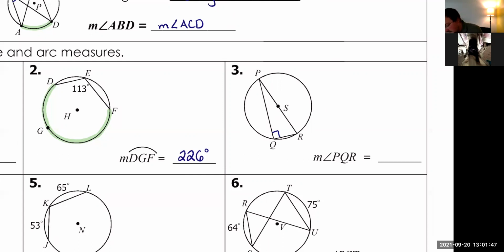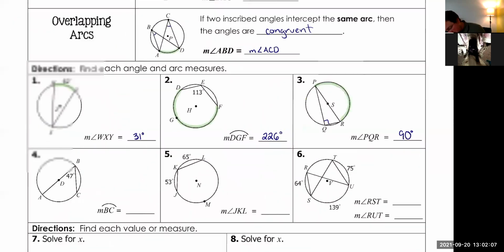If you needed to imagine it, arc PR going this direction is 180 degrees. Half of that would be the 90. Okay.